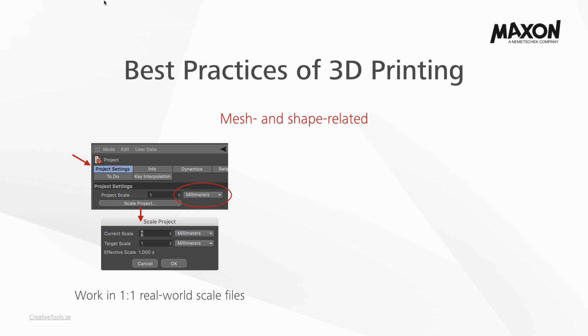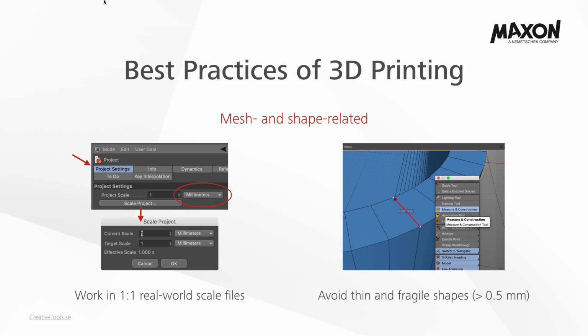The next thing to remember is to avoid making shapes that are too small to 3D print accurately. Keep small features to 0.5 mm or larger. If you're unsure, use the measuring construction tool in Cinema 4D to size your object, and don't forget to press the letter P on your keyboard and activate vertex snap.